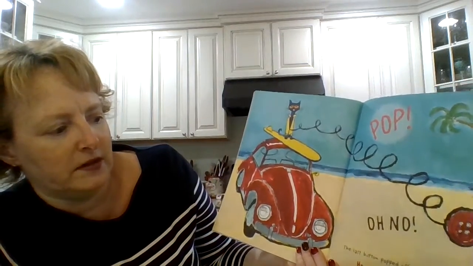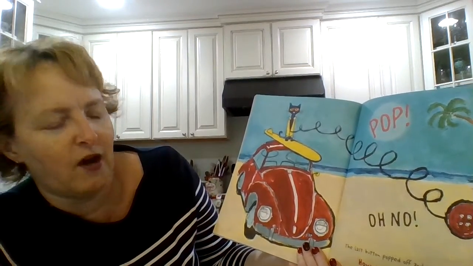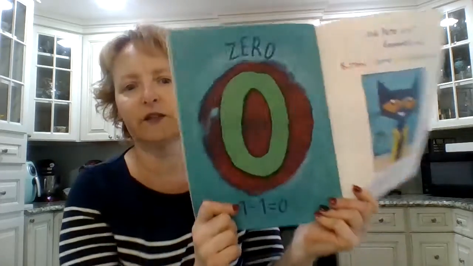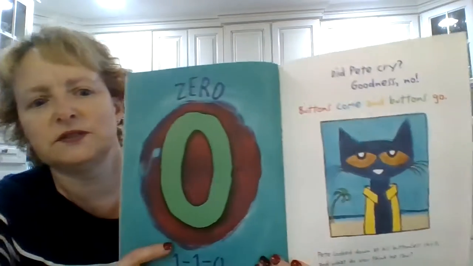Uh-oh. Pop! Oh, no. The last button popped off and rolled away. How many are left? 1. Take away 1 equals 0. Nothing. 0. 1 minus 1 equals 0.